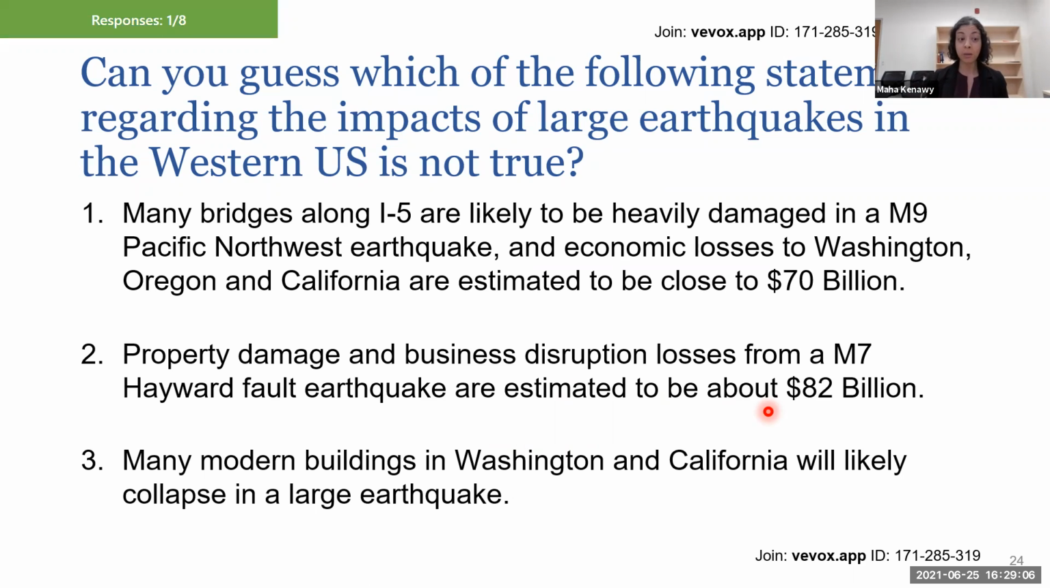The statement says that many bridges along the I-5 highway will be heavily damaged in a magnitude 9 earthquake, and the economic losses to Washington, Oregon, and California are estimated to be 70 billion. The second one says that the damage from magnitude 7 Hayward fault earthquake is estimated to be close to $82 billion. And the final one says that many modern buildings in Washington and California will likely collapse in a large Cascadia subduction zone or Hayward fault event. So I'll give you a couple of seconds here to guess.